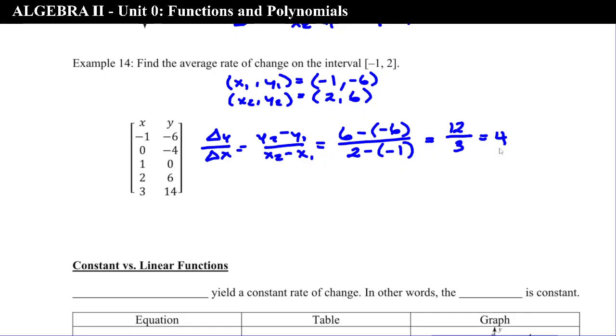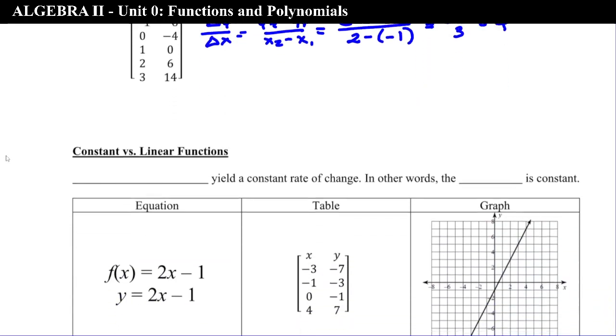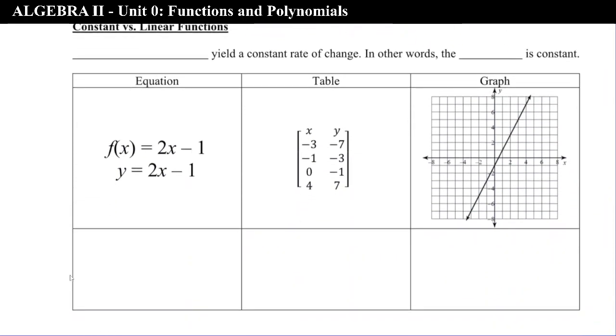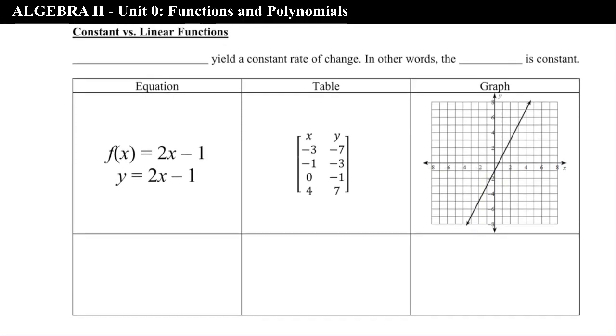And this concludes the average rate of change section of the notes. Now let's move on to talking about constant versus linear functions. Linear functions are what we want to talk about first. Linear functions yield a constant rate of change, okay? So in other words, the slope is constant.